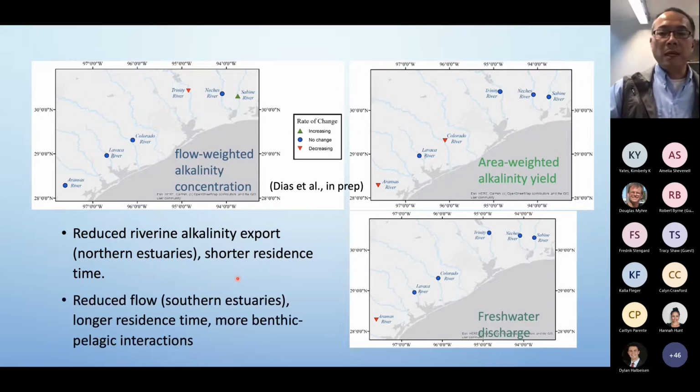At the same time, if you go to the south, there is reduced flow of water, and remember that the further south you go, the higher the river alkalinity. So if you reduce the amount of river alkalinity input into estuaries, naturally you would see lower alkalinity in the estuary, right? Because the ocean water has lower alkalinity.